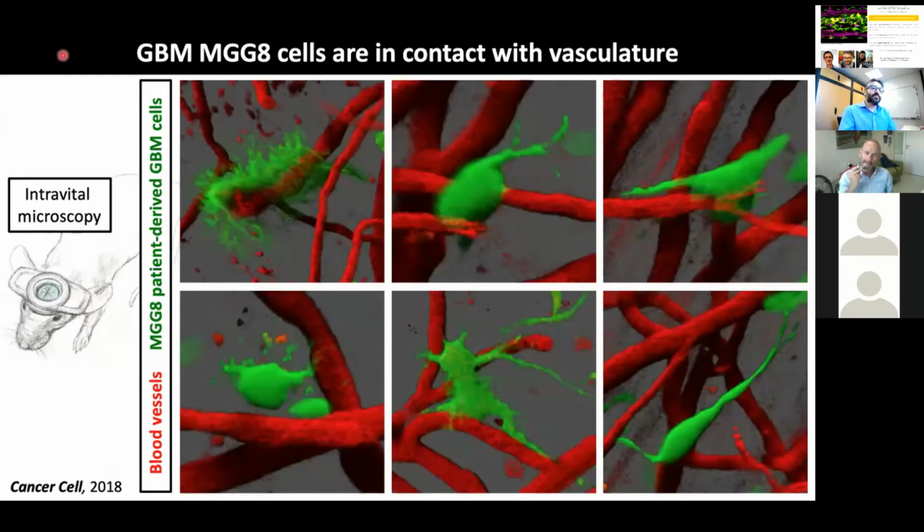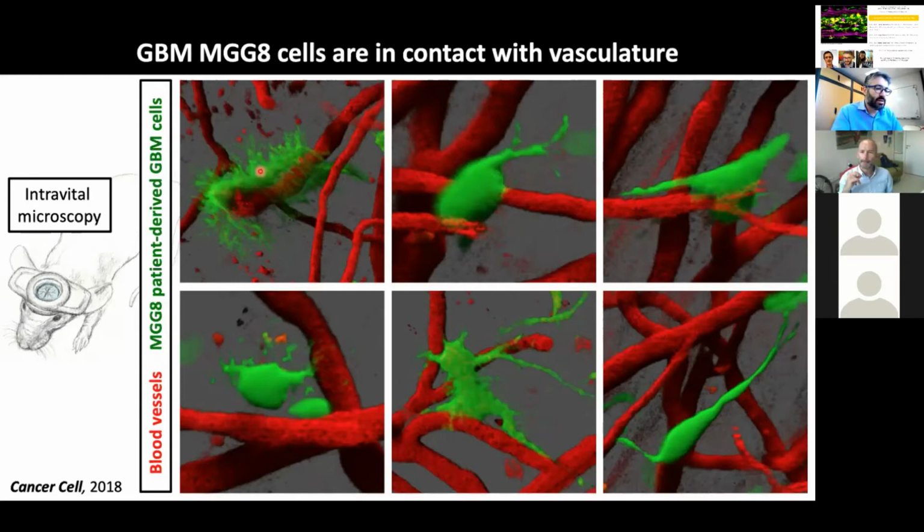So when we implant patient-derived cell lines, GFP tagged, in nude mice, in this case MGG8, a mesenchymal cell type, and we label the blood flow with an injection of big dextran, like 2 million Dalton dextran, we can see with 3D resolution where the tumor cells go.